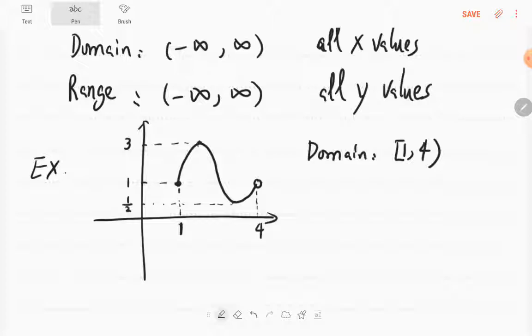using the parentheses. The range means all the y values. Here the smallest y value is 1/2, and the largest y value is 3. There are corresponding points to these two values, so these two values are included. So it's from 1/2 to 3.